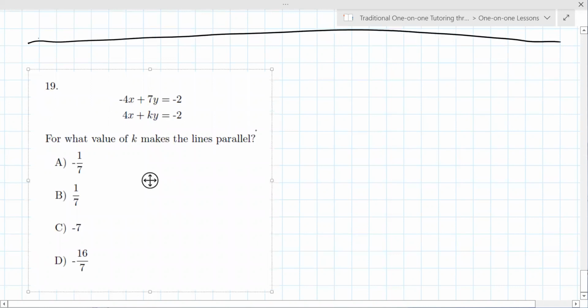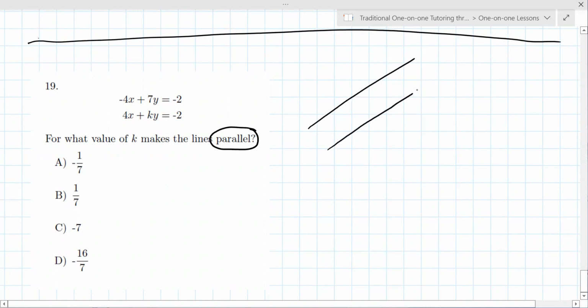So what do you know? What do you remember about lines being parallel? What is the requirement for that? That they never cross. That is true. They never cross because they're, what's the word? They're parallel. So they have the same slope. The same slope. Okay. And you get slope when the equations are in y equals mx plus b form.